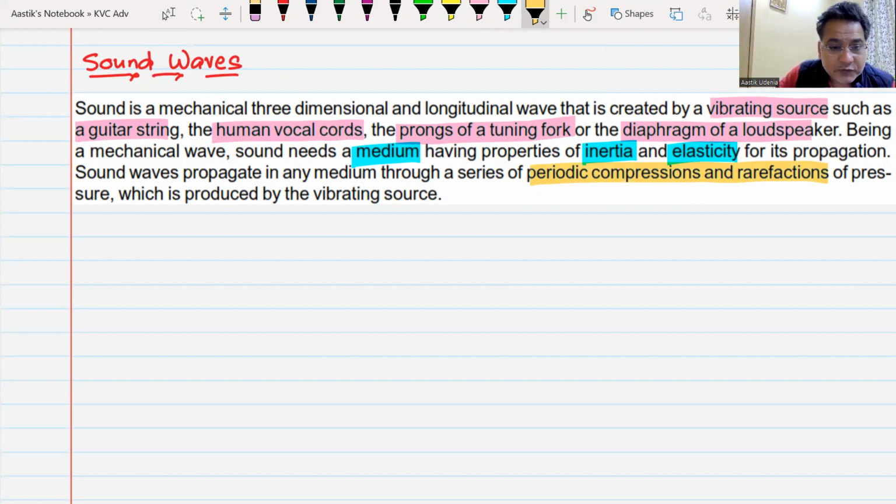How is this sound wave produced? You don't have to write everything down. You just have to understand. This is just for your understanding and not for your writing. Do we understand this? It is just a repetition of what we have already done, giving you the context that this is a sound wave.